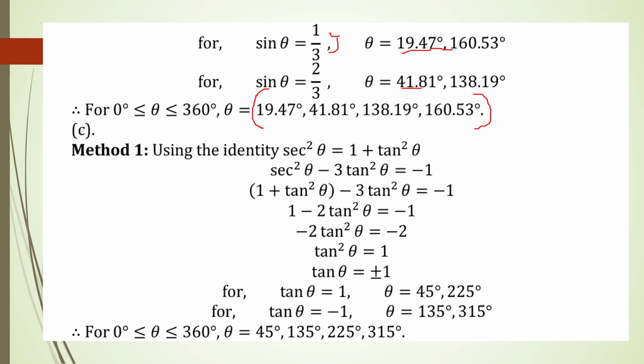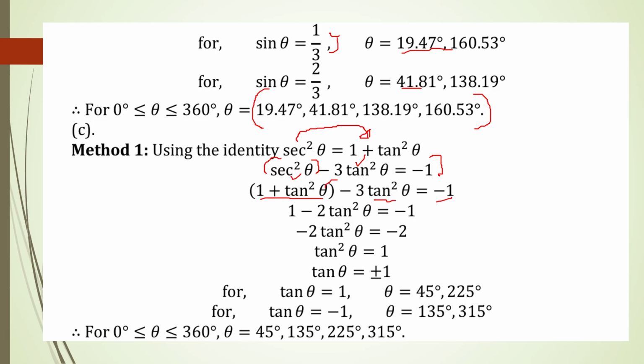For part C, they told us that sec squared theta minus 3 tan squared theta is equal to negative 1. Here both components have squared terms, so we look for an identity. According to the second identity, sec squared theta is the same as 1 plus tan squared theta. So you substitute for sec squared theta, and you end up with 1 plus tan squared theta, then minus 3 tan squared theta, equal to negative 1.